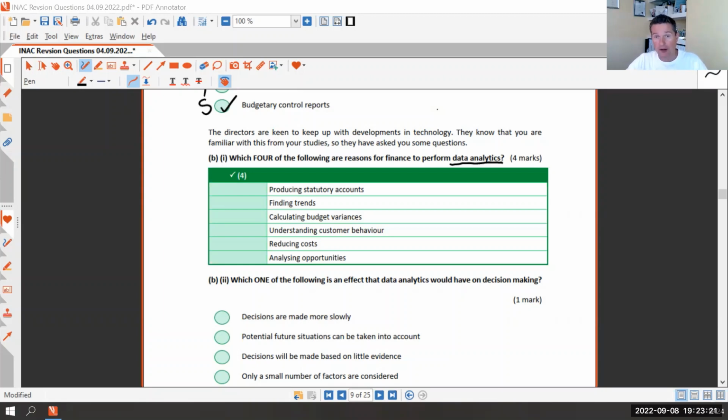No. We've been doing statutory accounts for donkey's years without data analytics, so that's not related. Data analytics, pen. How can an electronic pen with that ink?